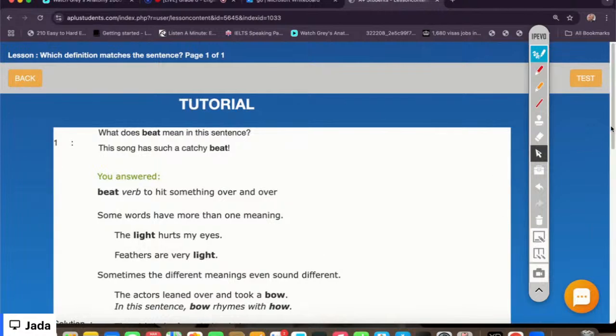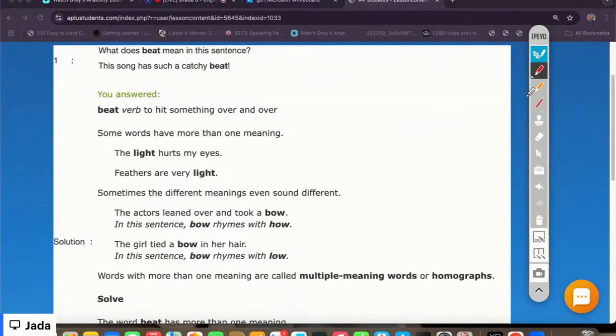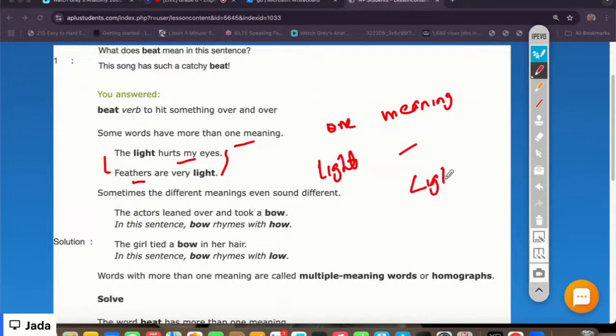Alright, so we'll start now. Some words have more than one meaning. You need to note that some words have more than one meaning, so they could mean different things. For example, we have "The light hurts my eyes" and "Feathers are very light." If you look at these two sentences, light is used in different ways: light as in the brightness of the bulb, and feathers are very light as in they have no weight. So it is all light, but it has two different meanings. That is what you need to take note of.